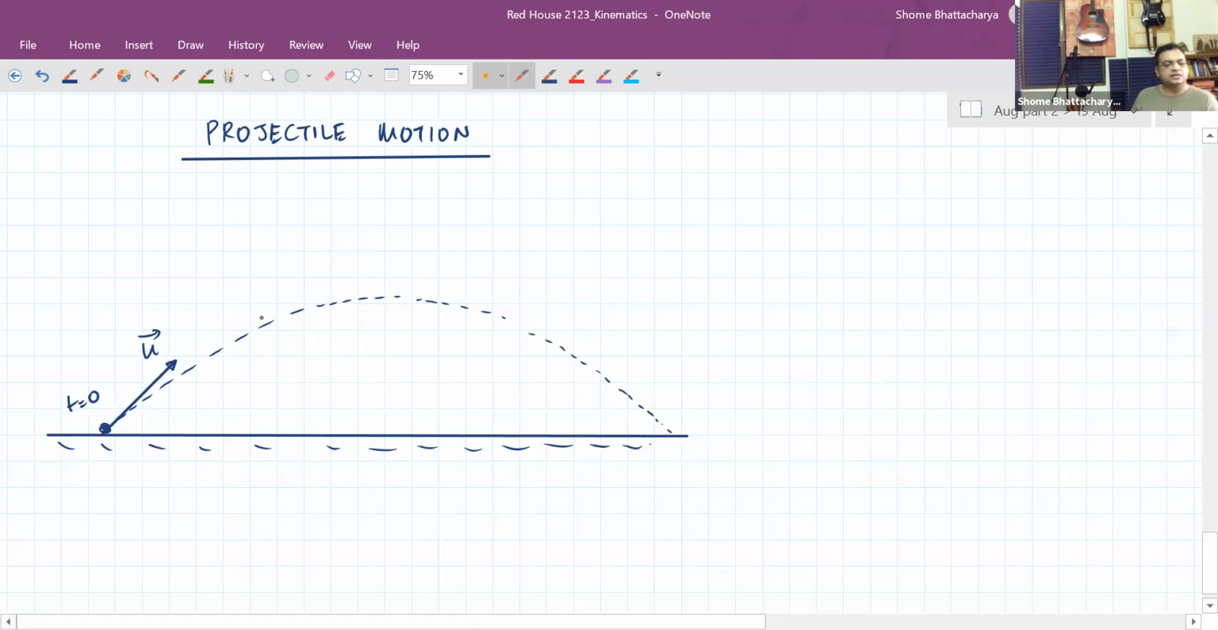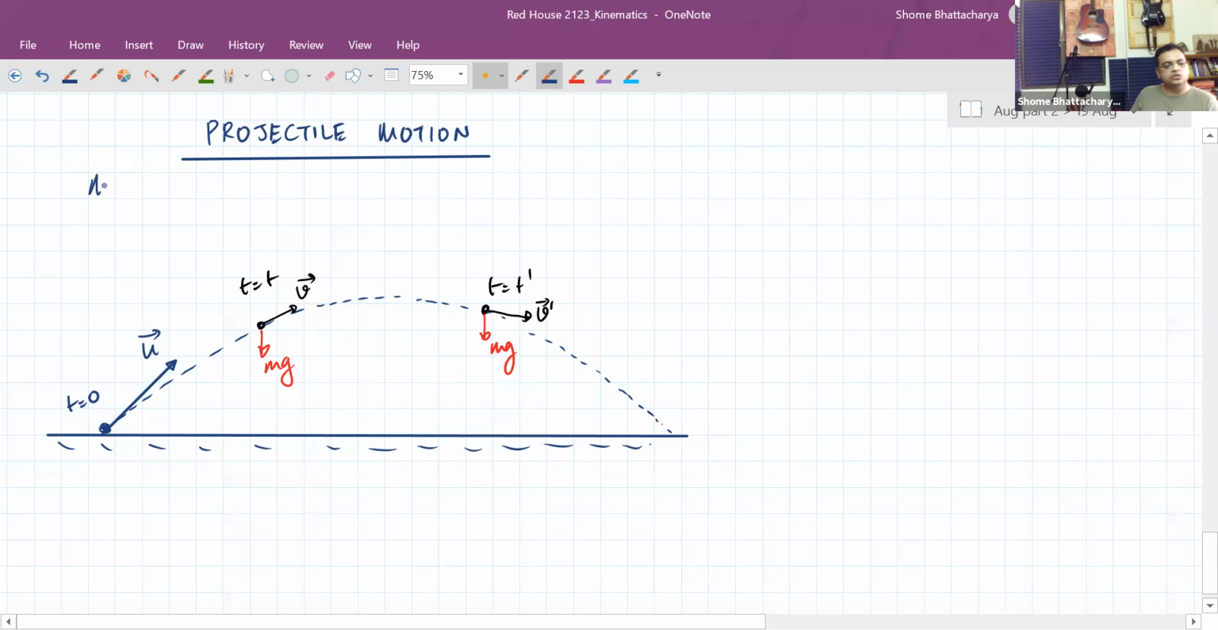So if it started like this at time t equal to 0, then at some time t, its velocity would have changed like this. At some other time, say t prime, its velocity would have changed like this. But all the time the net force acting on the body will be the same. It will be the gravitational force, or the weight, which is pulling it down.